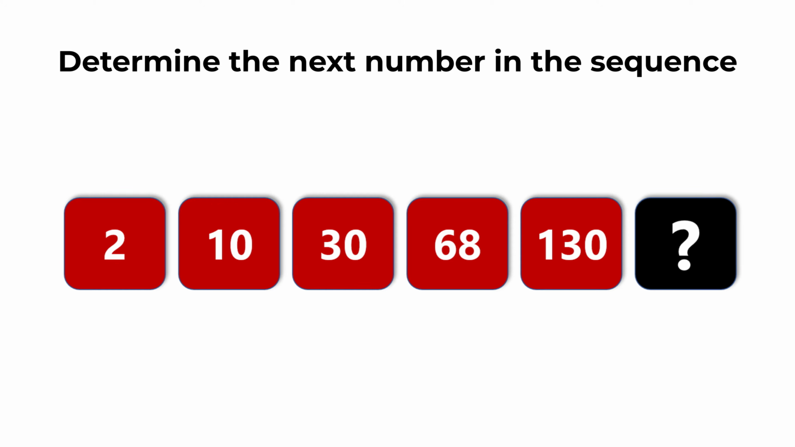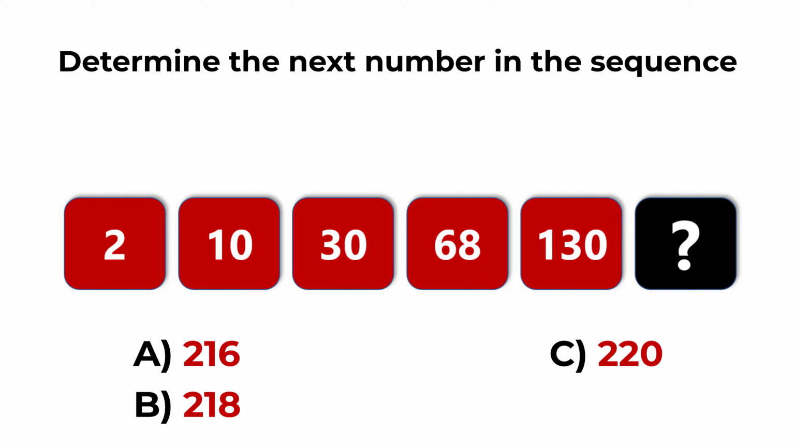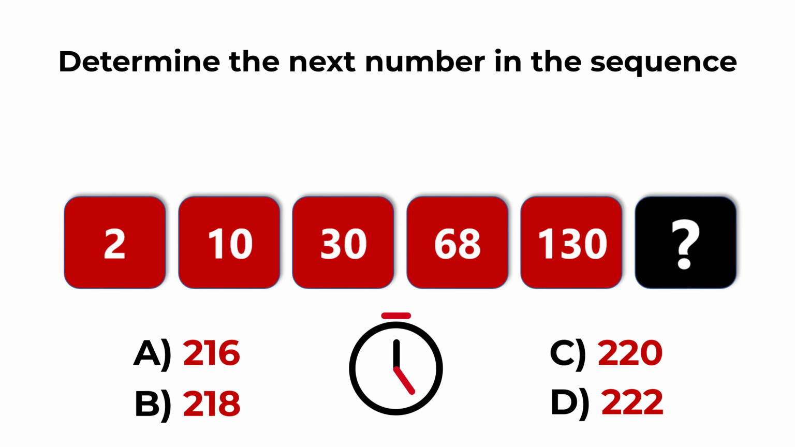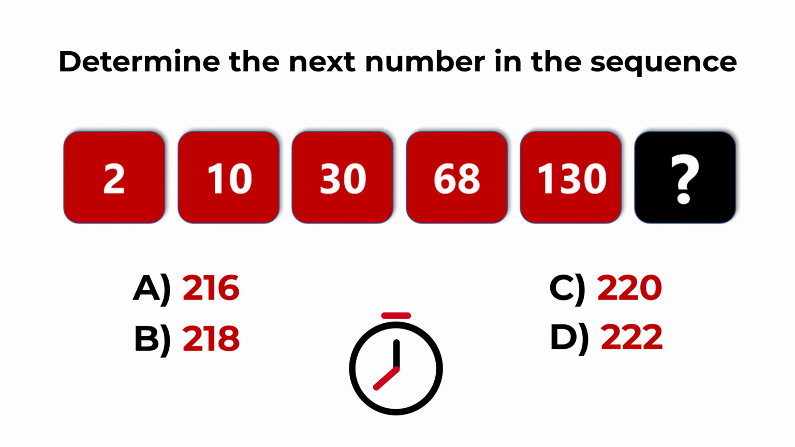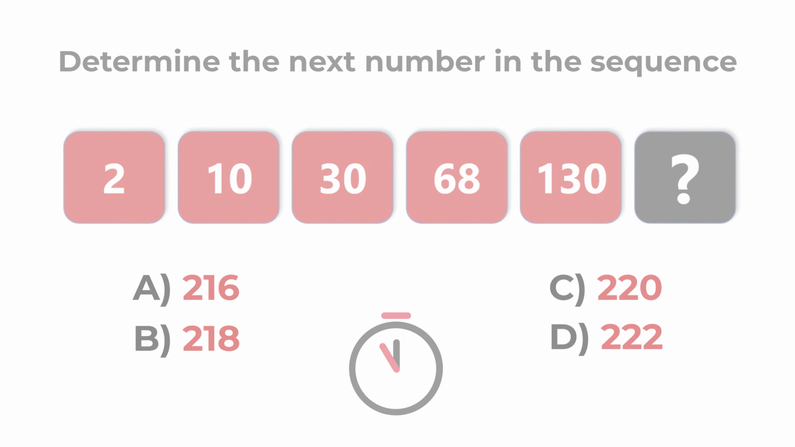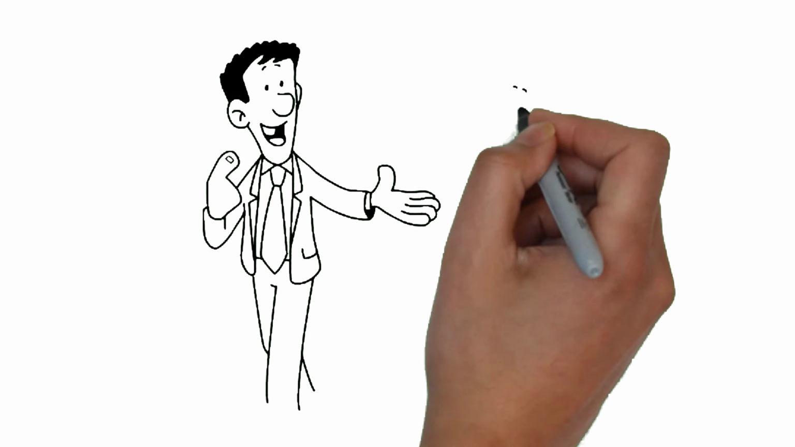You're presented with 4 different choices. Choice A, 216, choice B, 218, choice C, 220, and choice D, 222. Now might be a good time to pause this video to see if you can come up with the answer. Give yourself 20 to 30 seconds. That's about as much time as you get in the real test. Ready or not, I'm moving forward so we can get to the correct solution together.